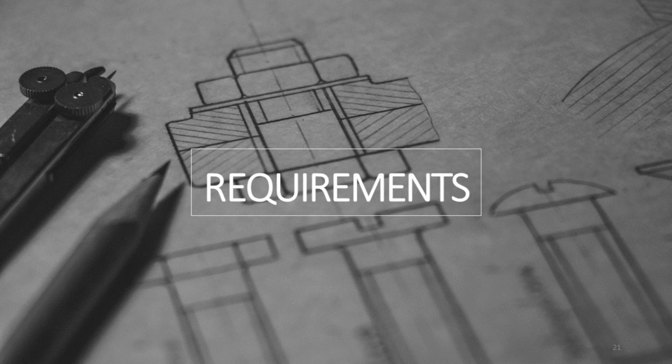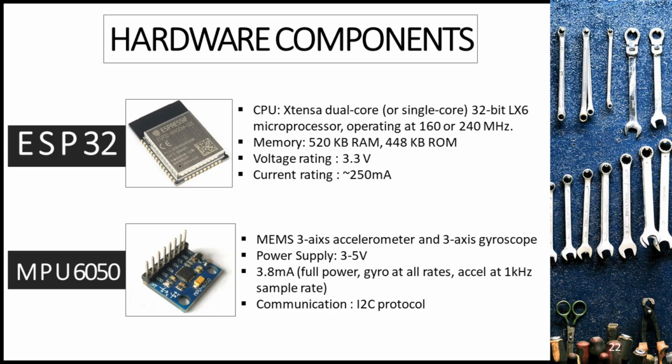So next, the hardware components of our wearable device. The hardware components consist of ESP32. ESP32 is the central processing unit of our wearable device. The voltage rating is around 3.3 volt and current rating around 250 milliampere. Next, MPU6050. It is a 3-axis accelerometer and 3-axis gyroscope. The power supply is around 3 to 5 volt, and the communication is based on I2C protocol.